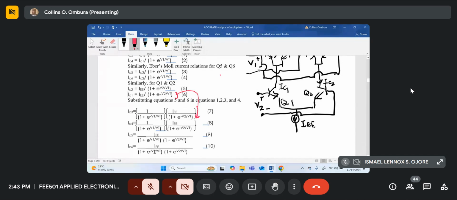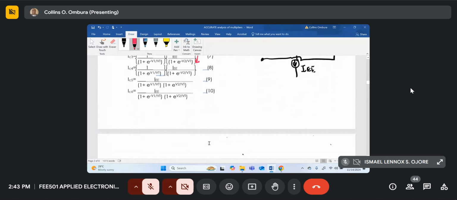And then multiply it with IC6. I multiply with IC2, which is equation 5, which is IEE divided by 1 plus e to the V2 by Vt, which is this term over here. So the IEE is here, and this is IEE divided by 1 plus e to the V2 by Vt, which will give me my IC1. Okay, so I think that's the difficult part where you can make mistakes.